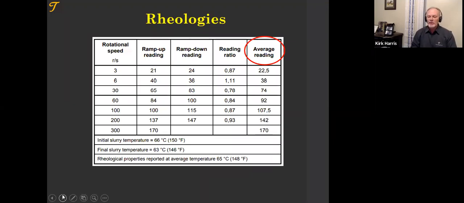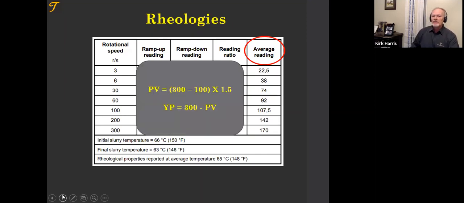As we start, we allow everything to stabilize for 10 seconds. We let 10 seconds pass before we take each reading. Some rheometers do this automatically for you, the API schedule. Of course, many do not. So we take that average reading, and we can calculate from this a viscosity and a yield point. This is a very rough method of doing it.